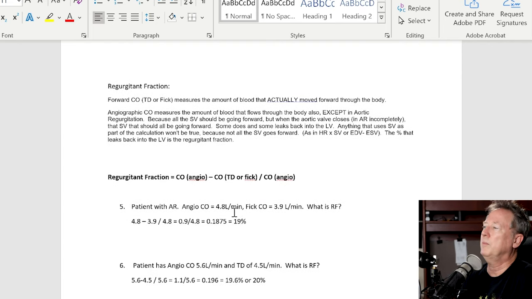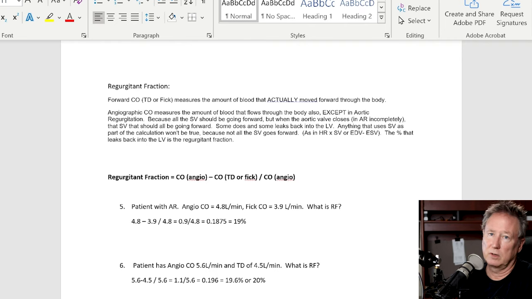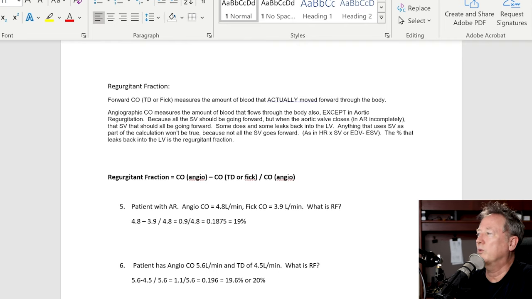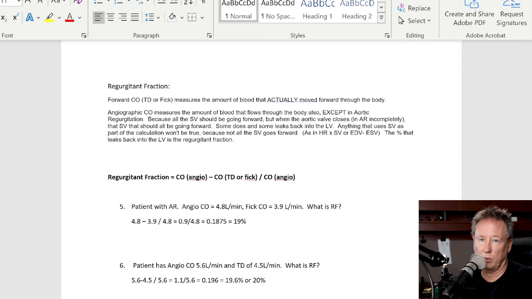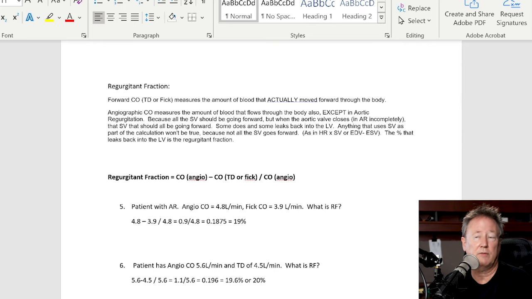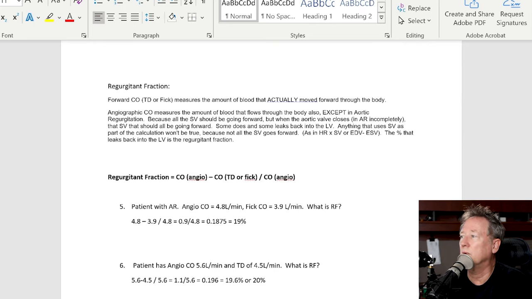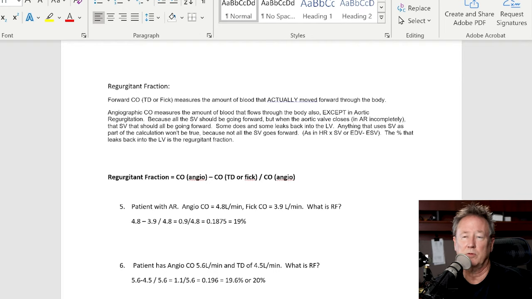So in this example, we have a patient with an angiographic cardiac output of 4.8 liters per minute, a Fick cardiac output of 3.9. What's the regurgitant fraction? So 4.8, what should have gone forward, minus 3.9 liters, what actually did go forward, divided by 4.8, what should have gone forward, gives us a number of 0.1875, 18% or rounded up to 19% regurgitant fraction.